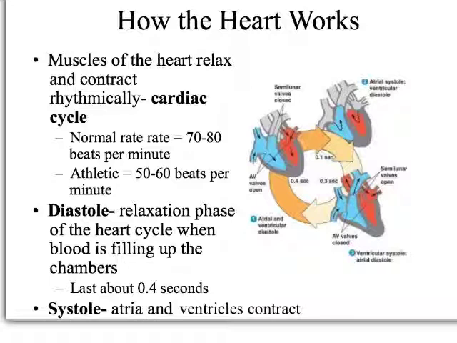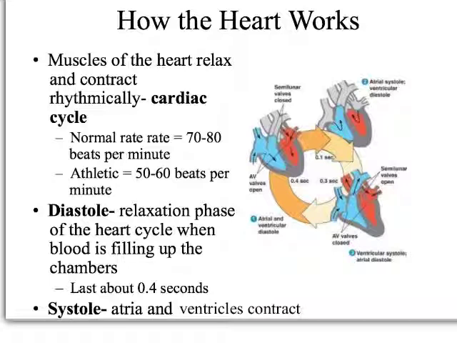So a normal heart rate is between 70 and 80 beats per minute. If you're really in shape, you could get it down to between 50 and 60 beats per minute. And if you've got anything higher than 80 or 100 plus, then that could be a signal of something going wrong with your body. So basically there's 2 kind of phases of the heart cycle.